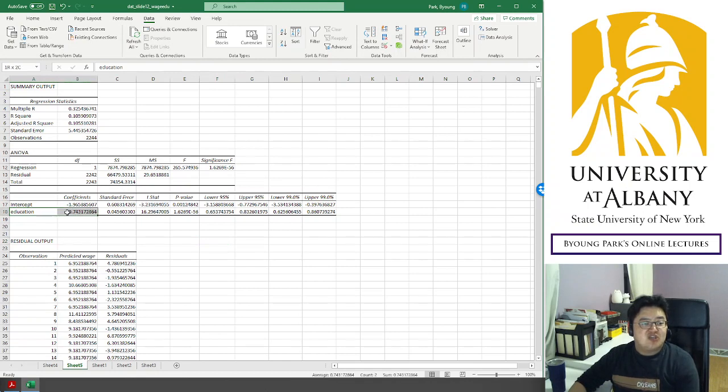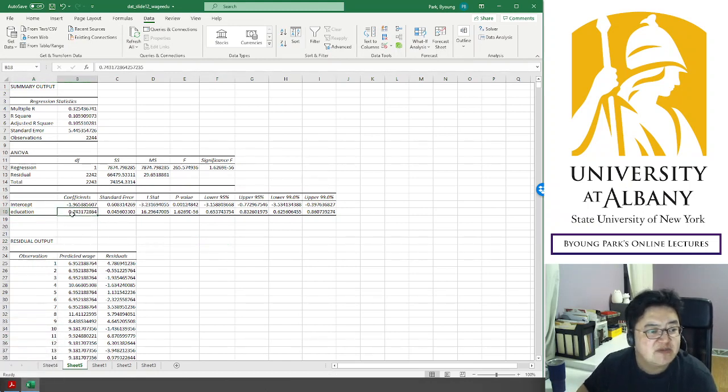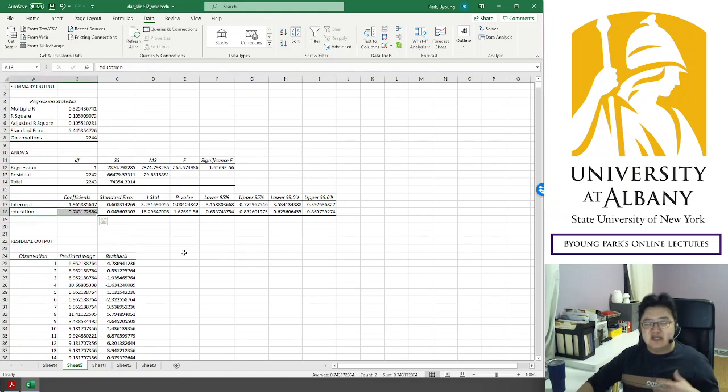First, education. The coefficient of education is estimated to be 0.73172864, whatever. So let's say 0.7 simply. This is the education. That means if you attend school for another year, your hourly wage is expected to increase by $0.7 per hour, right?